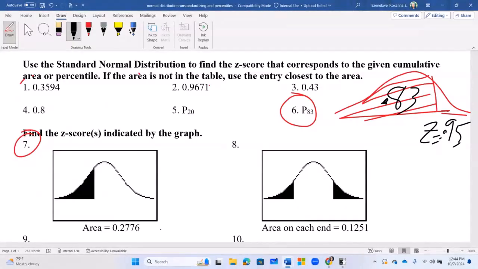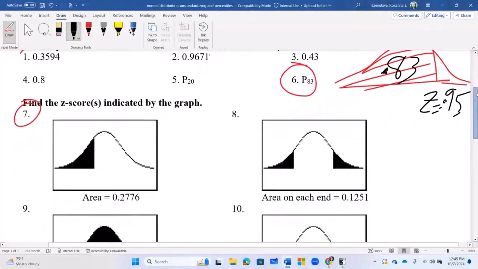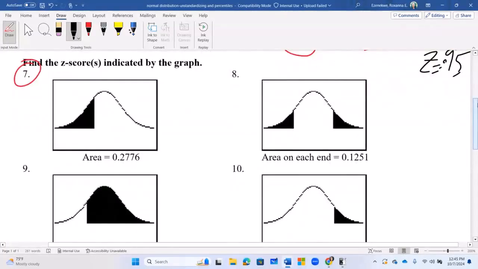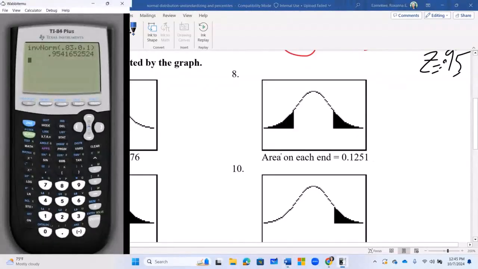All right, so let's go to the shaded region. So we go to number 7. In this number 7, we are actually given area to the left. And they shaded it for me, so there is no need for drawing. This time they drew the diagram for me. So all I have to do is take my calculator and type the area in.